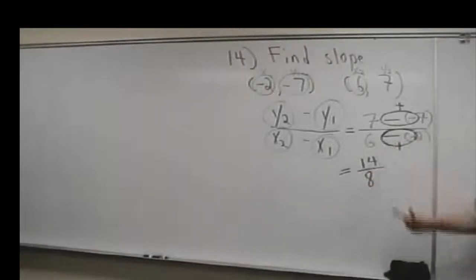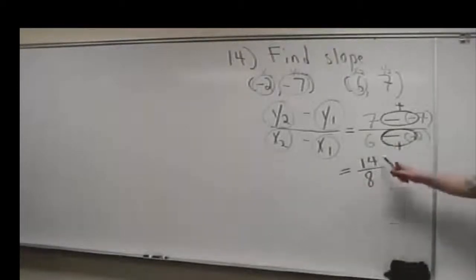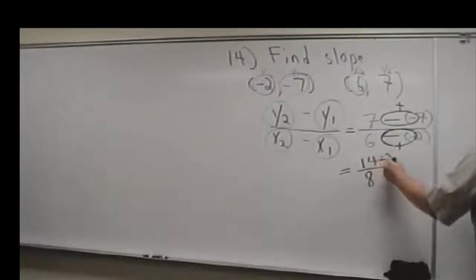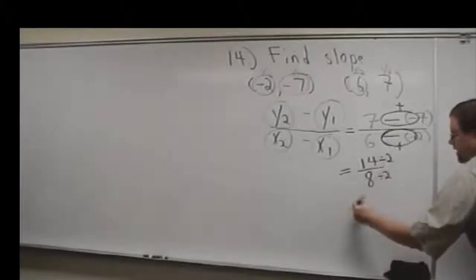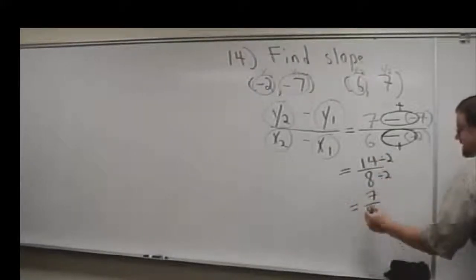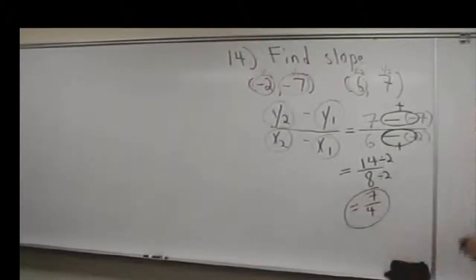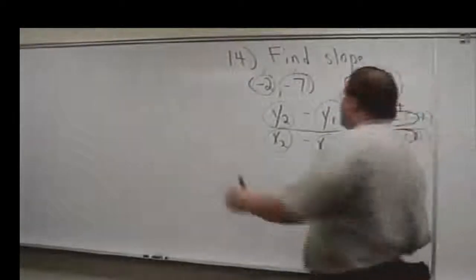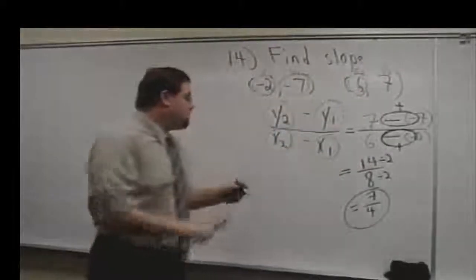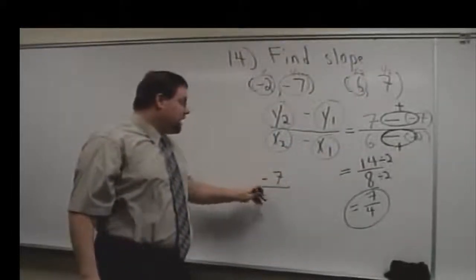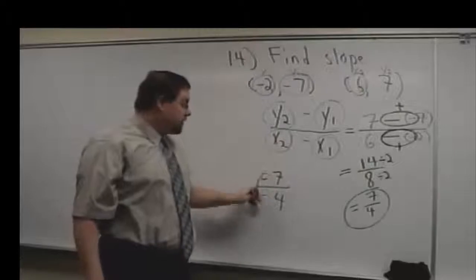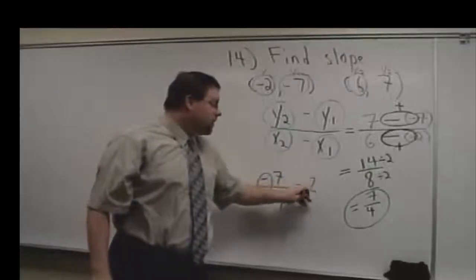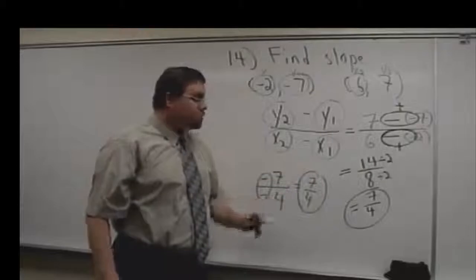This is a fraction. Make sure to reduce. So 14 and 8 are both divisible by 2. So divide by 2, divide by 2. And I have 7 over 4. So make sure you always simplify a fraction. And 7 over 4 is the answer for that one. If you do it the other way, you should still get 7 over 4. If these two ordered pairs were flipped, you would actually get negative 7 over negative 4. But we know that a negative and a negative is a positive 7 over 4, giving you the same answer.